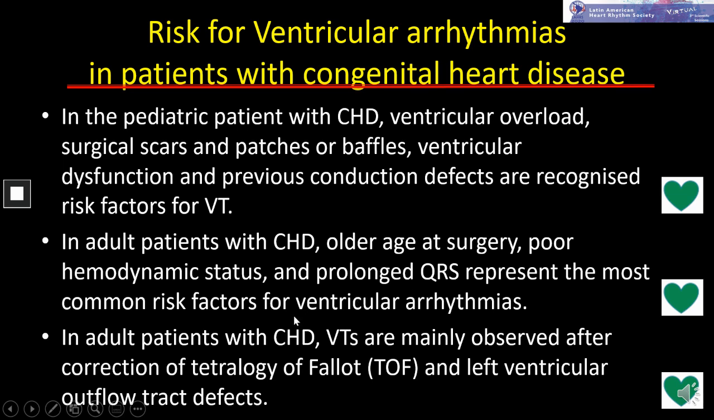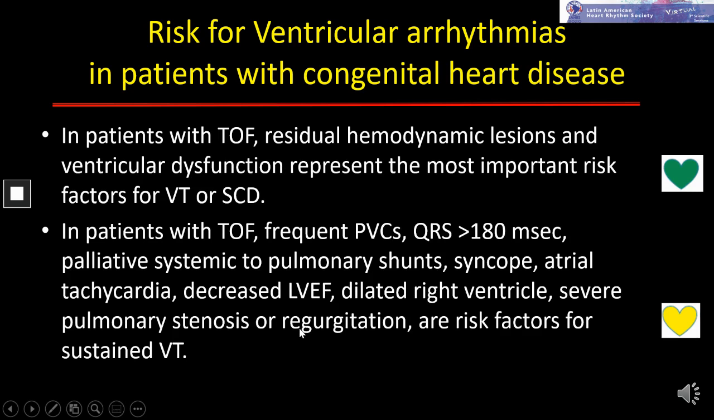In adult patients, VT is mainly observed after correction of tetralogy of Fallot and left ventricular outflow tract defect. In patients with tetralogy of Fallot, residual hemodynamic lesion and ventricular dysfunction were the most important risk factors for ventricular arrhythmia and sudden cardiac death. Therefore, frequent VPCs and QRS prolongation, palliative systemic-to-pulmonary shunt, syncope, and atrial tachycardia were also risk factors for sustained VT.